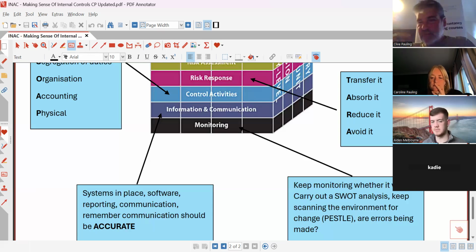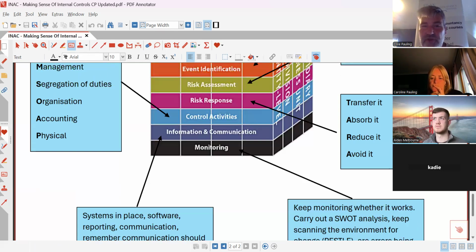Are you still running into compliance issues? Are you still making mistakes? Is fraud still occurring? You think, right, okay, well, we need to bolster those areas of control. So, we need to report to management that changes still need to be made. But there is our ERM cube.